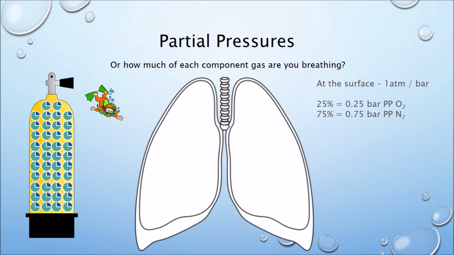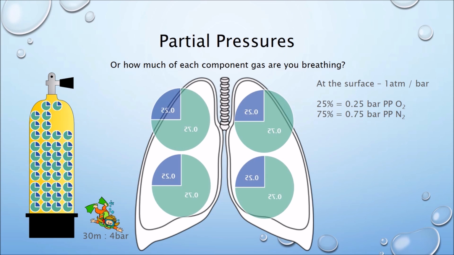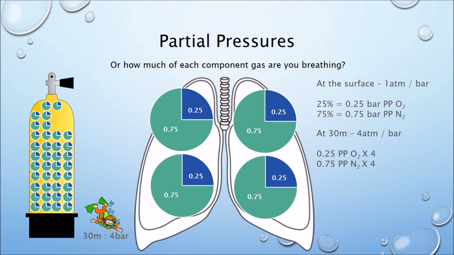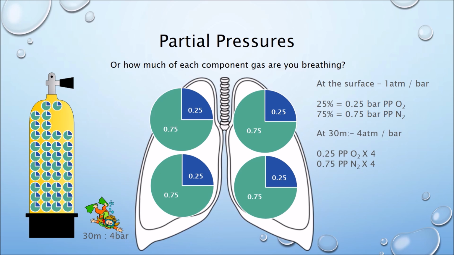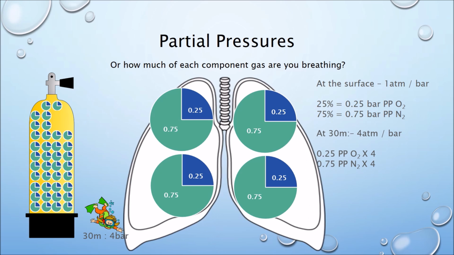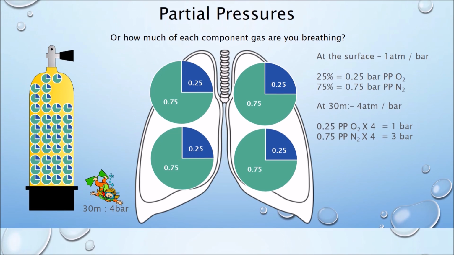So we start our dive and we go down. 10 meters is 2 bar, 20 meters 3 bar, 30 meters is 4 bar. So we're going to end up breathing oxygen and indeed the nitrogen at 4 times the original atmospheric pressure. So what we're going to do literally is just add up the 4 0.25s that we've just come up with. So 0.25, 0.5, 0.75, 1, and we end up with 1 bar partial pressure of oxygen and 3 bar partial pressure of nitrogen. And as we can see here, that adds up: 1 plus 3 equals 4, which is the 4 bar for the depth that our little diver on the left hand side has reached.